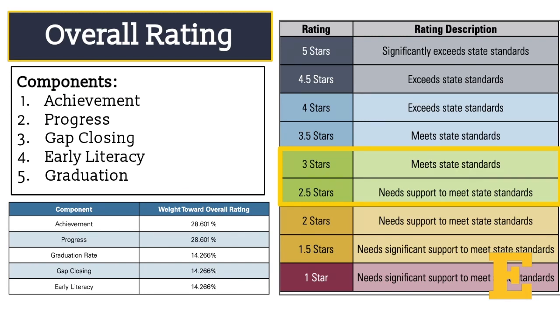Of those 5 components that make up the overall rating, it is based on a weighted average. In the bottom left of the screen, you'll see that achievement and progress make up 28.601% each of the overall weighted average, where the graduation rate, gap closing, and literacy make up 14.266% each. A rating of 3 out of 5 stars indicates that the district met state standards. We received 2.5 stars, which indicates that we need support to meet state standards. However, you'll notice it's in the green band there, and we were very close to 3 stars.